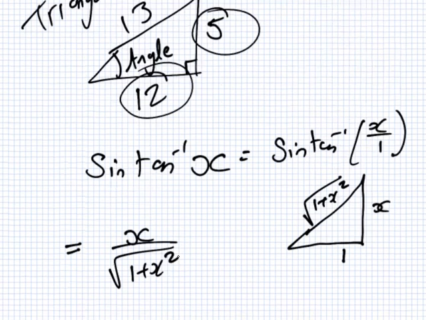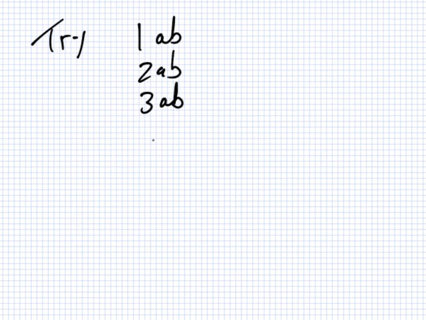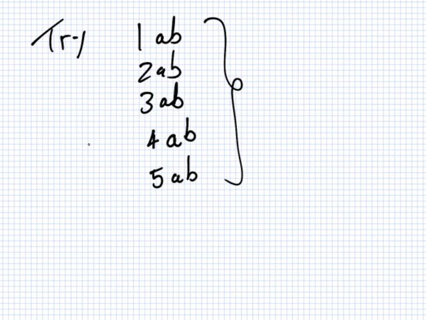Oh, sorry, do you have this? Yes? Okay. Try, we'll say, 1AB, 2AB, 3AB, 4AB, 5AB. Now these are all very short. It'll only take maybe about 5 or 10 minutes. I don't even think it will take 10 minutes. Okay, so we can try these for 9 minutes.